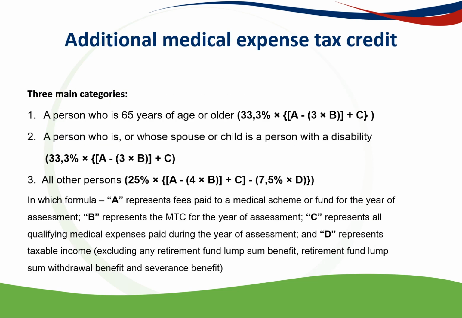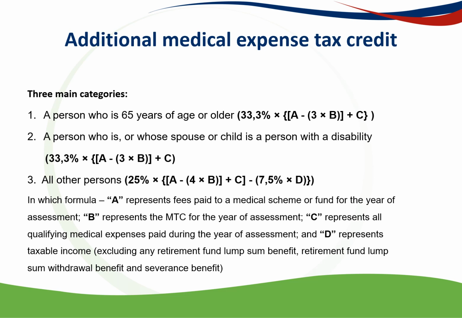Now, if we go to your 6B, which is your additional medical tax credit, this is where it gets a little tricky. I think this slide is very important, because there are 3 main categories of this additional medical tax credit, which is your AMTC. There are 3 scenarios, but number 1 and number 2 are exactly the same in terms of calculations. A person who's 65 and older, or a person with a disability, the calculation is the same. It's all other persons who are under 65 years of age and not disabled, with no disability. They have a different kind of formulation.